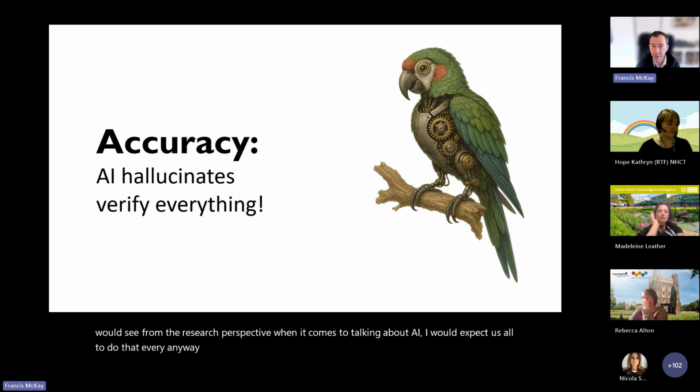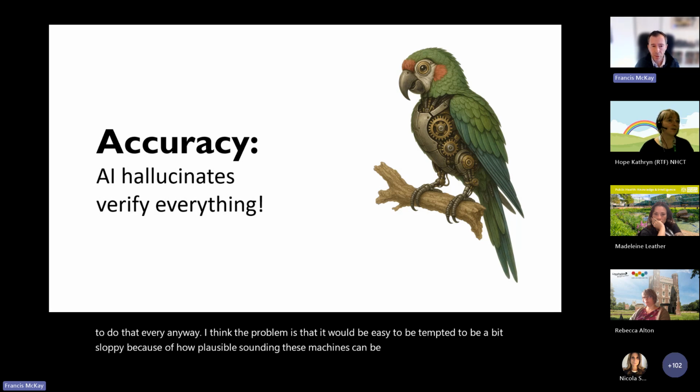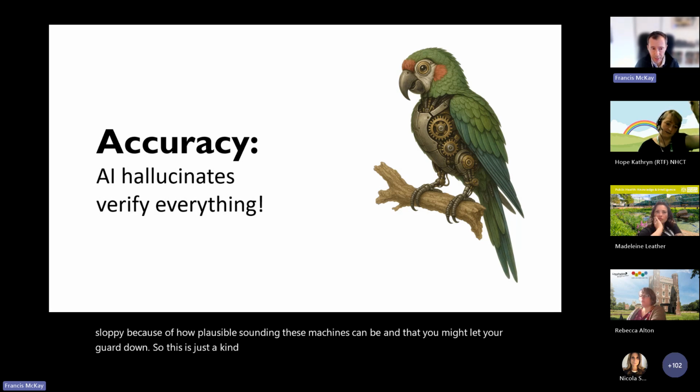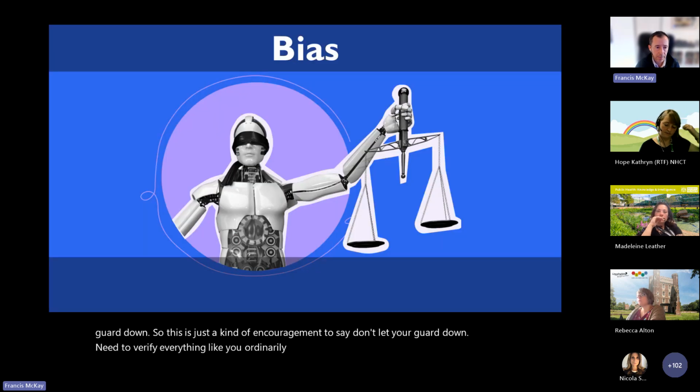I think the problem is that it would be easy to be tempted to be a bit sloppy because of how plausible-sounding these machines can be, and you might let your guard down. So this is just an encouragement to say, don't let your guard down. You do need to verify everything like you ordinarily would do in research. The third issue would be bias.